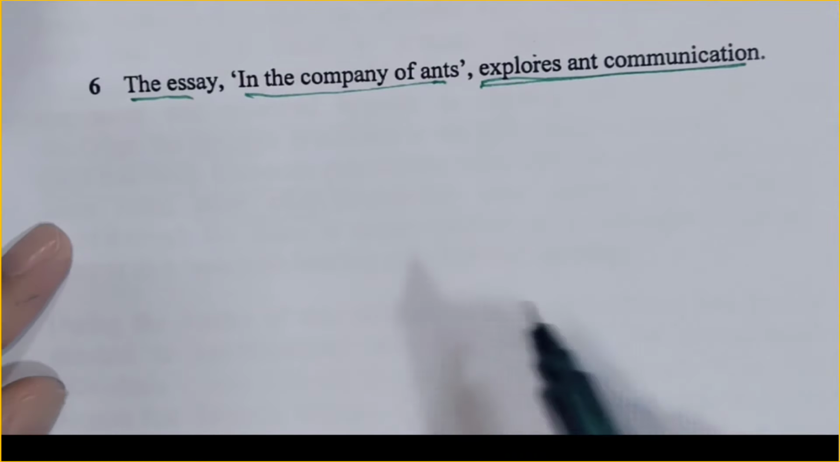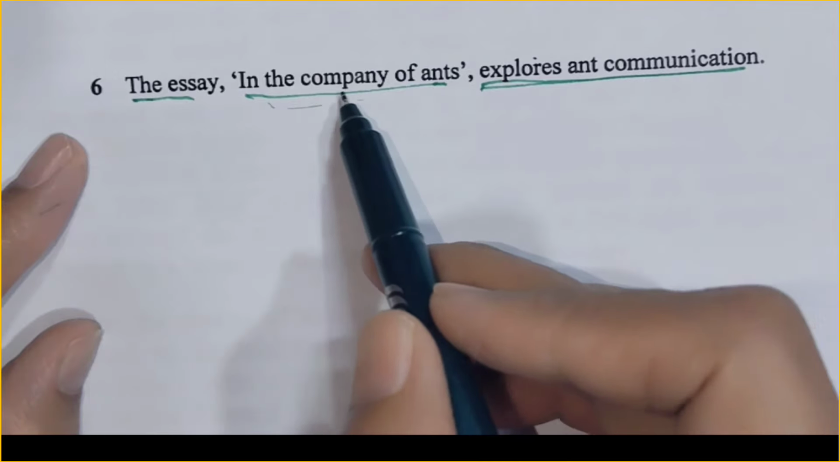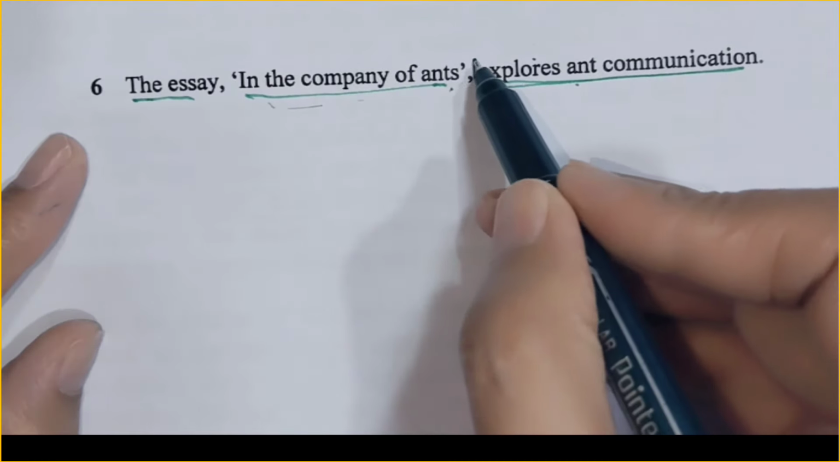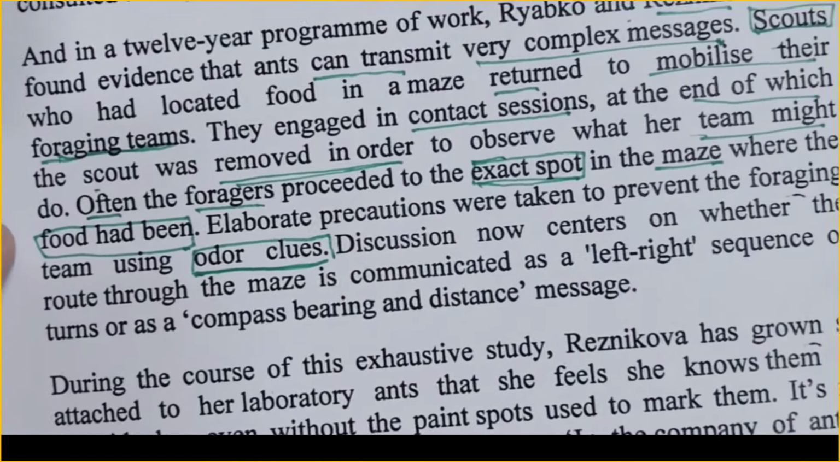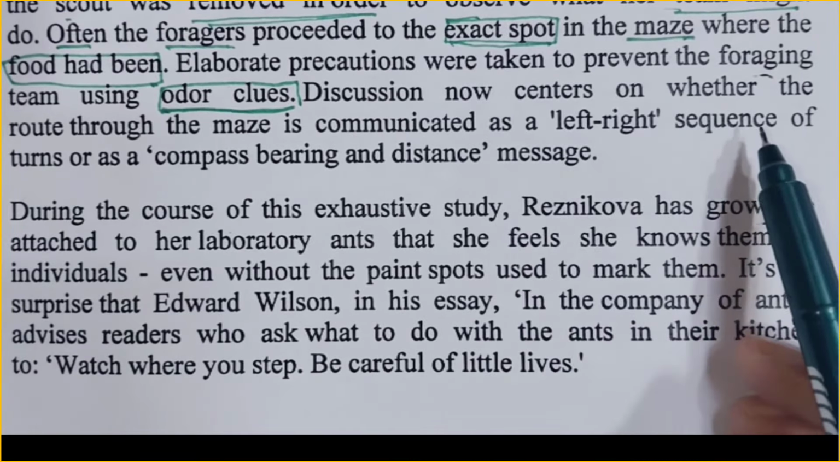So our last question is for the true, false, not given: the essay In the Company of Ants explores ant communication. They explore the ant communication, but it's not mentioned anywhere. They're not exploring the ants' communication. Until here they were talking about how they can spot the food.